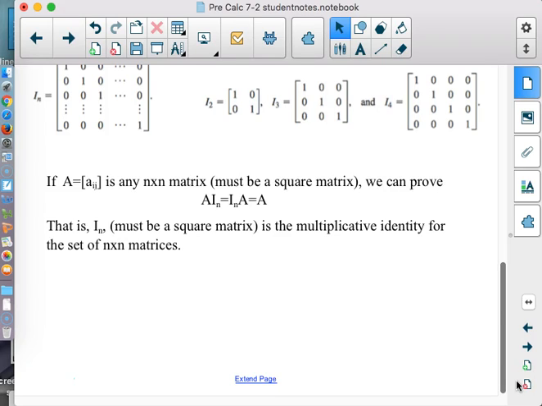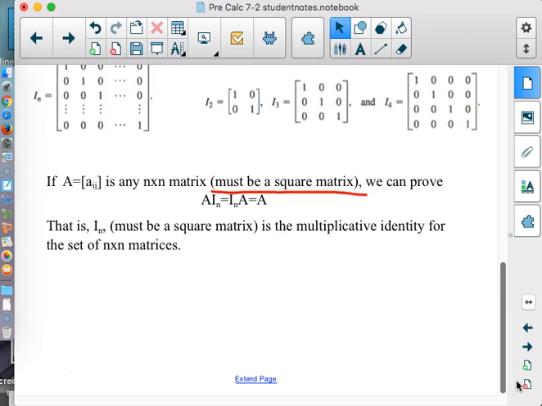So this says, if A is entries with the i row and the j column is any n by n matrix, there's the big deal right there. We're only going to be able to do this with square matrices. We can prove that if you take a matrix times our I sub n matrix, our identity matrix, you'll get the same thing as if you multiplied it from the left side, and both times you will get A.